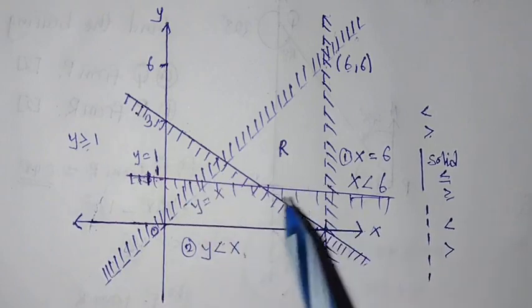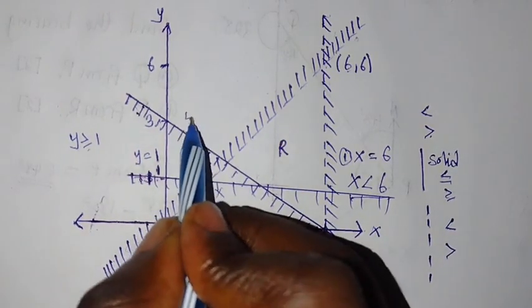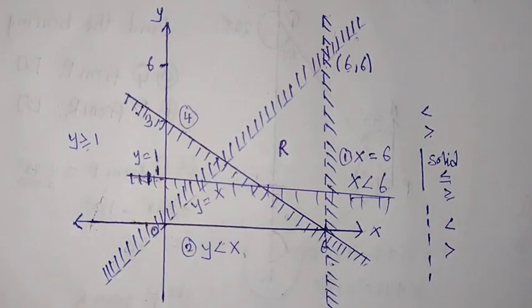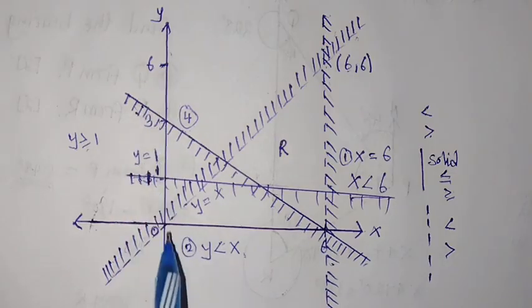So let us now go to this one, which is our last line. This is the fourth one. For the fourth one, we have to be careful because this one is cutting both the y-axis and the x-axis.